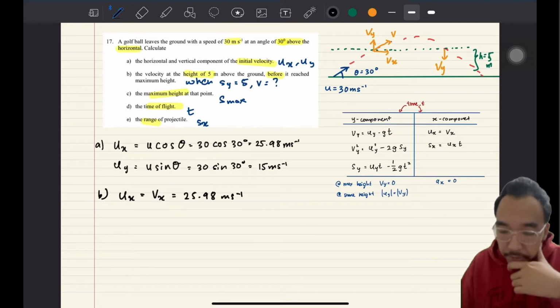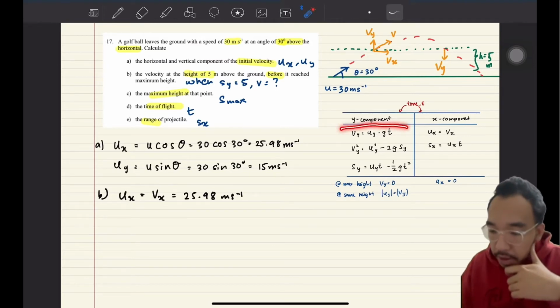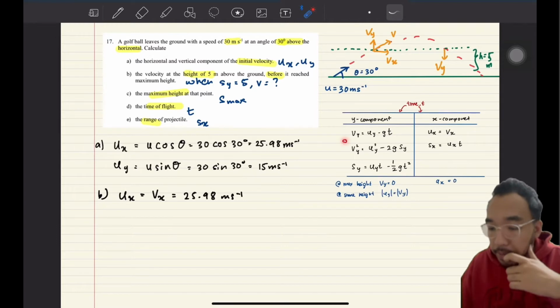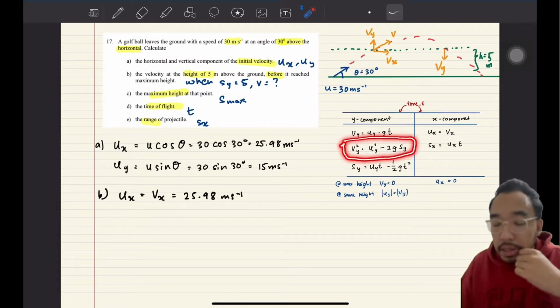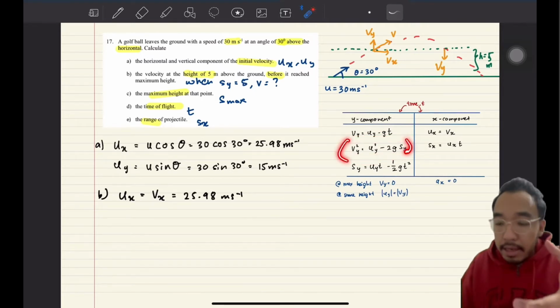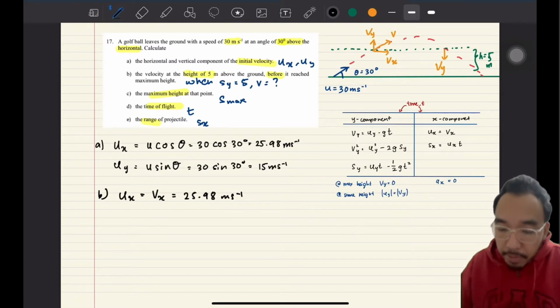So for your vy, if you want to calculate vy, you can use these three equations over here. They did give you the s, so I have a tendency to use this one because this one doesn't have any time. You can use this one straight away because this is the only formula that doesn't include time, which is the information that's missing over here. Just write down the equation first: vy square equals uy square.